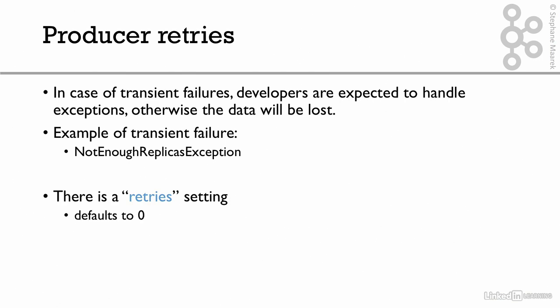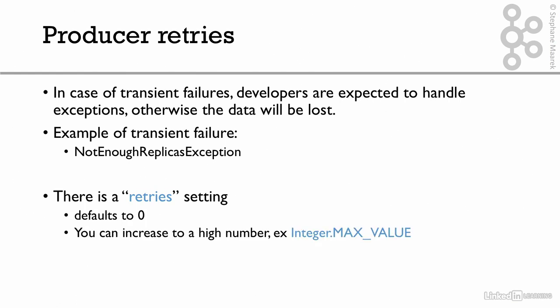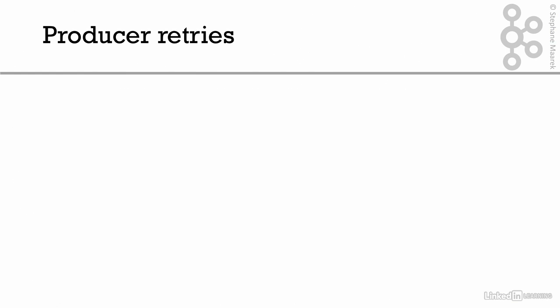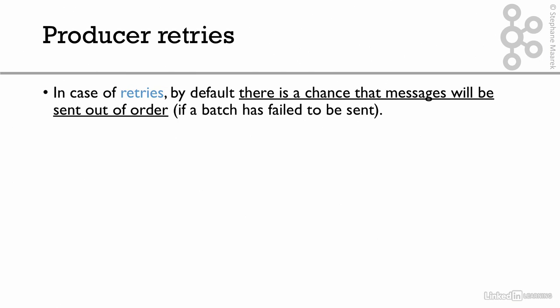And so basically the retry setting by default is 0. And this is why in the callback, we look at whether or not we receive an exception from the broker. But you can increase this retries to a really high number, for example, Integer.MAX_VALUE. And this will allow you to basically retry your send to Kafka indefinitely, until it succeeds.